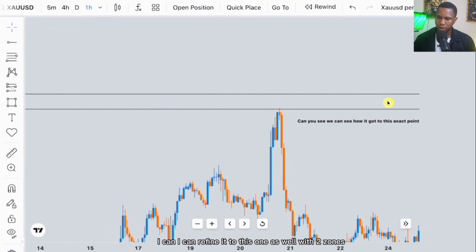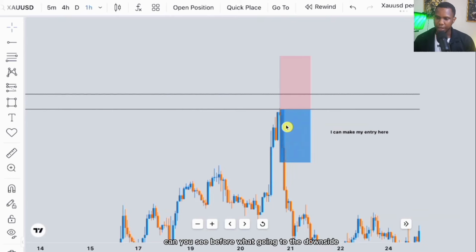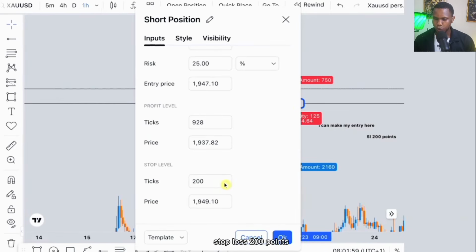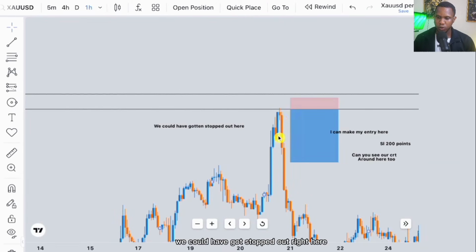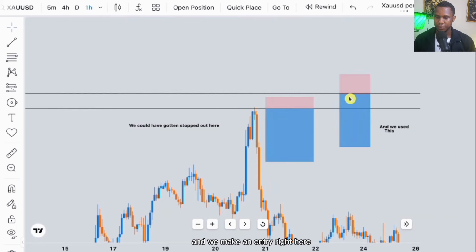With those zones, can you see how price got to this exact point? No drawdown. Can you see? Before going to the downside, I can make my entry right here. Stop loss 200 points. And what else can you see around here? Our candle range theory wants the candle to sweep, mitigate our Malaysian SNR. You can never fail it with candle range theory before pushing down. Could have got stopped out right here, and we make an entry right here. The CRT formed right here will be our entry.